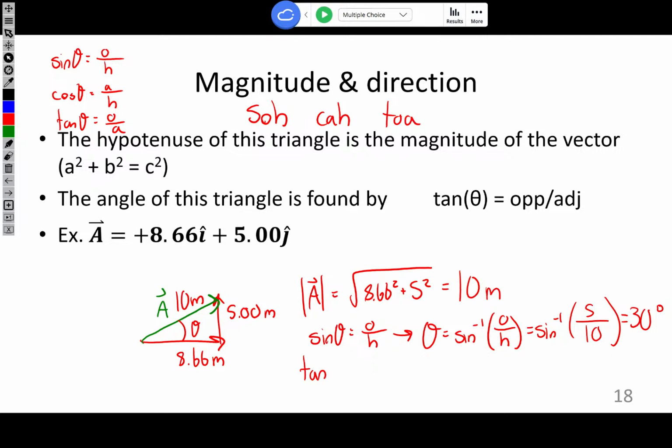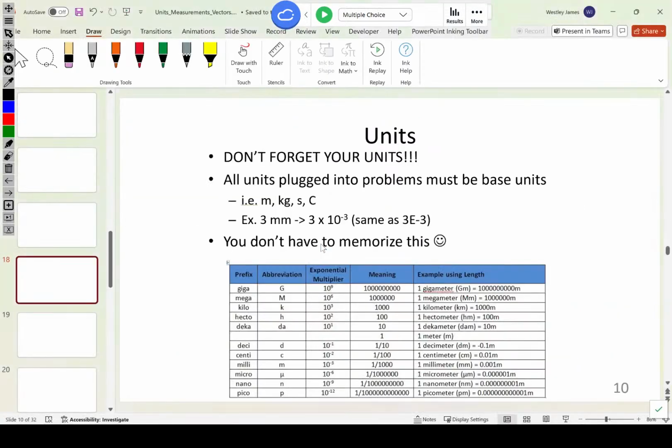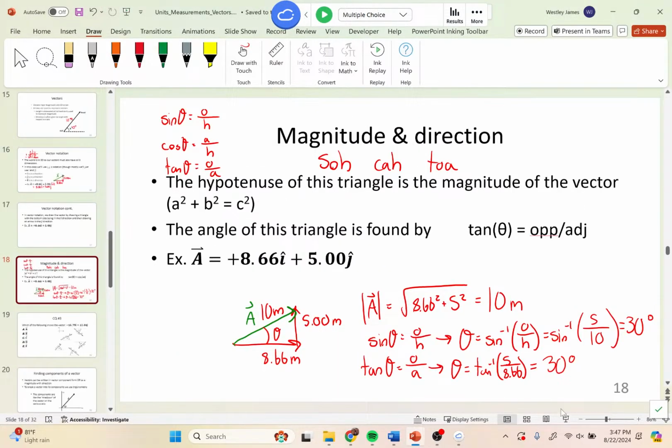Now, I'll come back to something, but for now I want to prove to you all, you could also have used tangent. Tangent is opposite over adjacent. Therefore, theta will be tangent inverse of 5 over 8.66. You plug that in a calculator, and it will also give you 30 degrees. As long as you're following the right logic, you should always get the same answer. You're going to find in this class there are multiple ways to get the same thing.